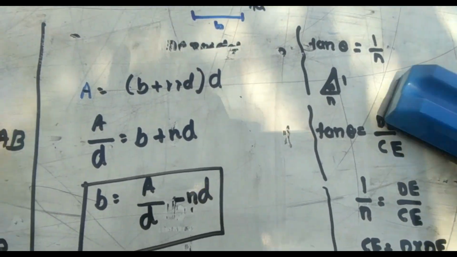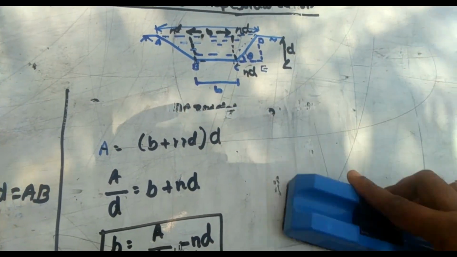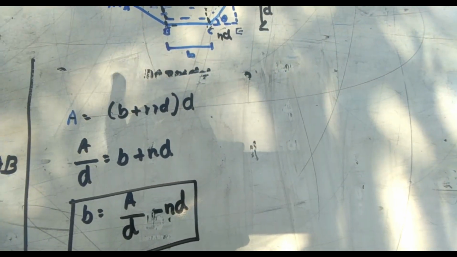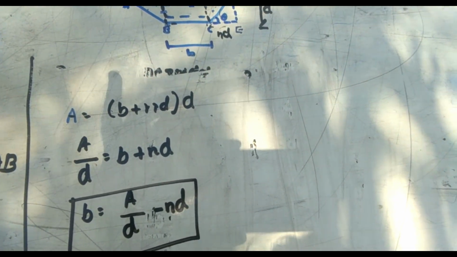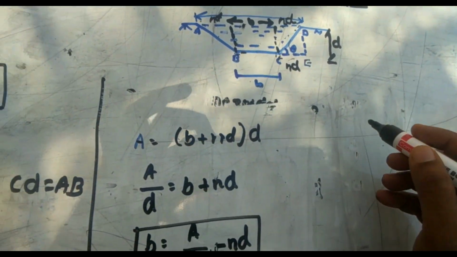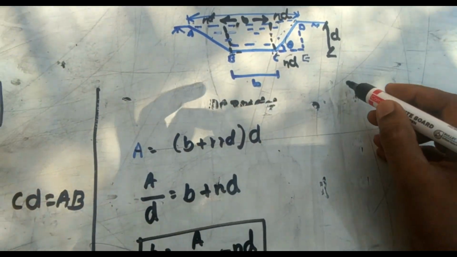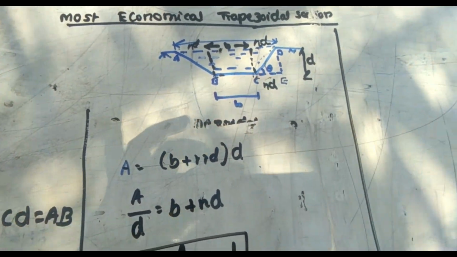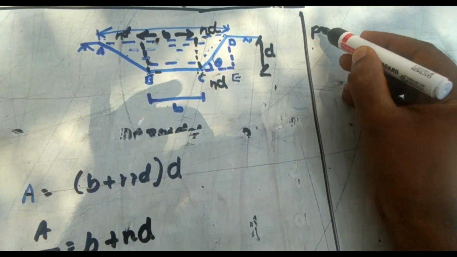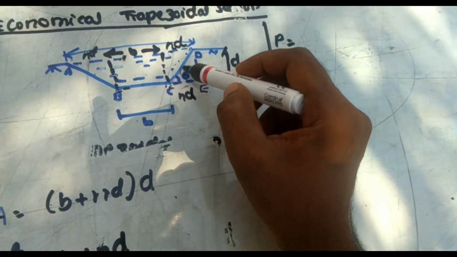So now we are having the perimeter equation: P is equal to AB plus BC plus CD. That equation we are having. P is equal to perimeter, P is equal to AB plus BC plus CD.